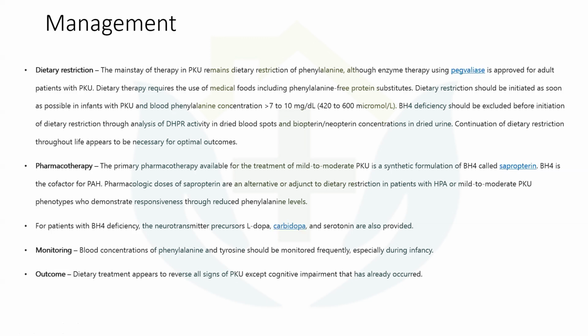These are to improve the neurological symptoms. As I said, phenylalanine and its metabolites cause a lot of neurological symptoms, so with these precursors the neurological symptoms will be less. And the blood concentration of phenylalanine and tyrosine should be monitored frequently, especially during infancy. Once we ensure the dietary management, most of the symptoms of phenylketonuria will be resolved, except if cognitive impairment has already happened, which usually doesn't reverse. Next slide.